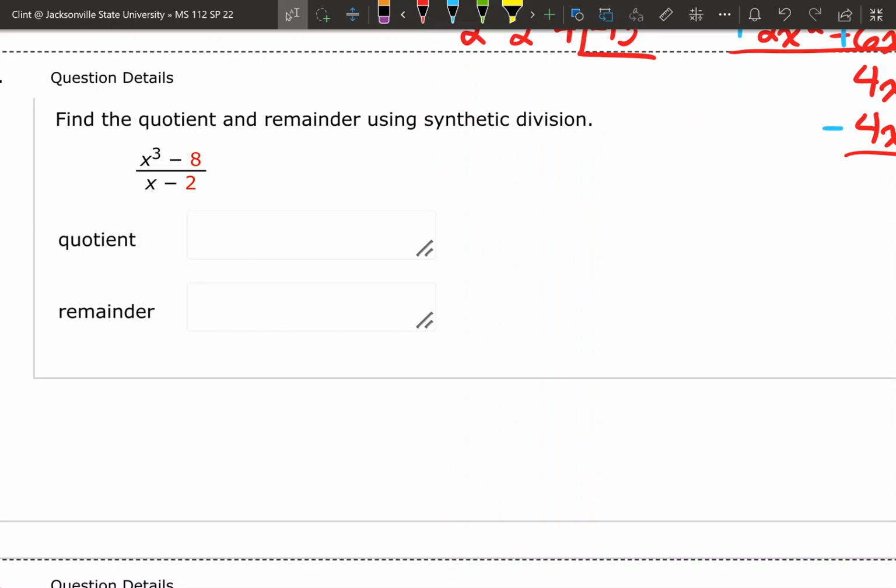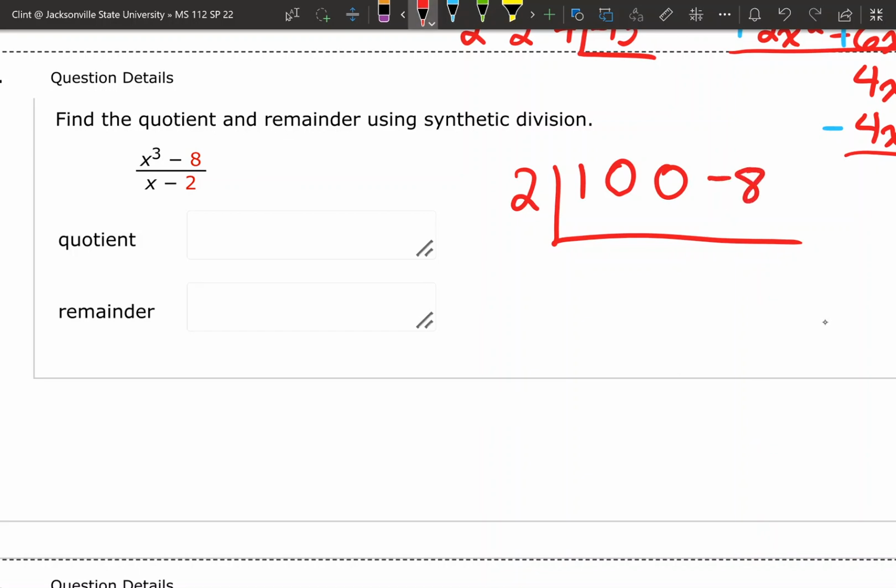This one, same idea, it's just a little bit trickier because what's going on, what do we have to remember when we're setting this one up? See anything a little different? Put the 2 out front. Then what about my coefficients? Got 1x cubed, and then what? No x squared, no x, and then I've got a constant of -8. But I got to have some placeholders on this one. Okay. I'll bring down my 1.